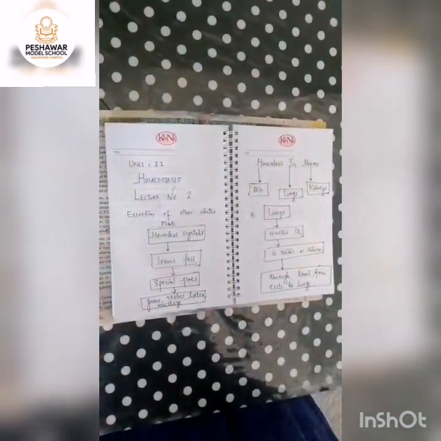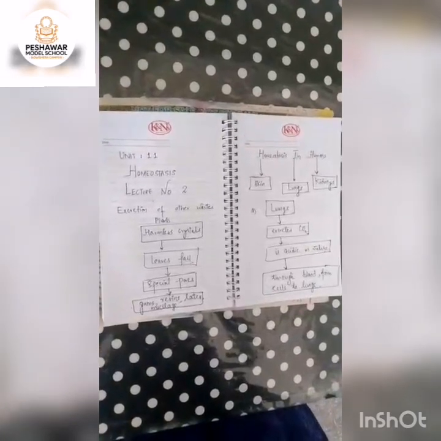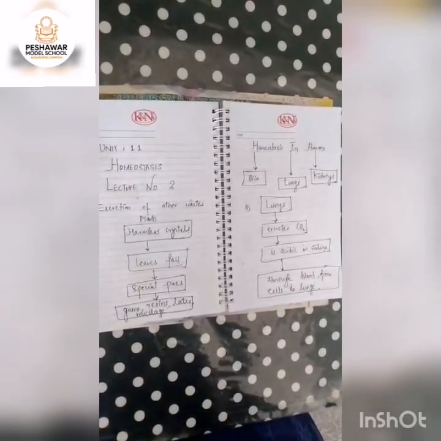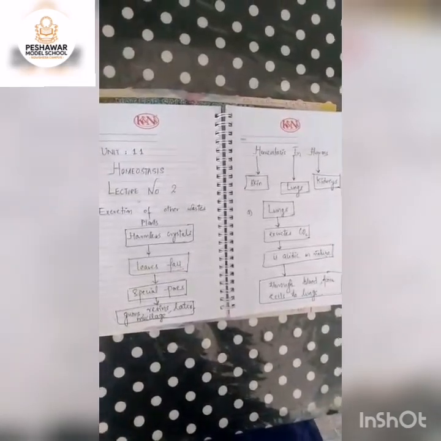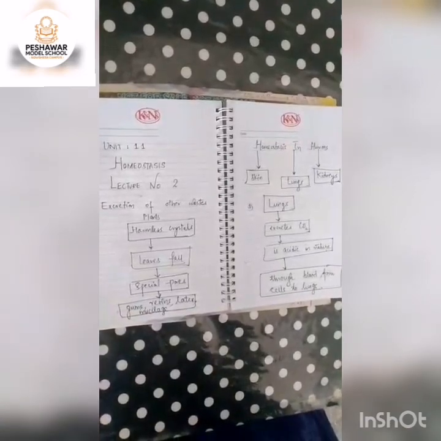Excretion of other wastes. Students, in plants there are a lot of other products which are also produced in the form of wastes. Not only the carbon dioxide, oxygen and water are excreted out of the plants, but some other wastes in the form of harmless crystals are also produced and excreted out of the plants.